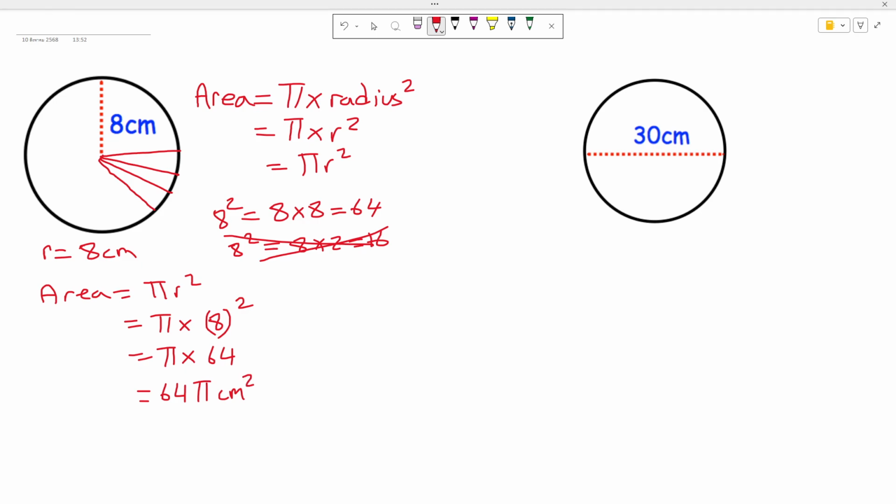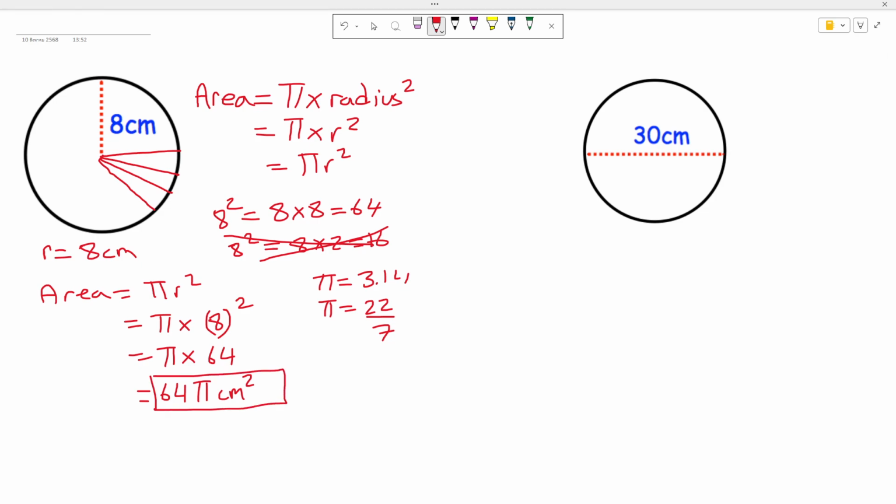centimeter squared, or in some cases they'll tell you to substitute a value of pi as 3.14, or in some cases you can also substitute the value of pi as 22/7. So depending on the question. In this case, if they tell you to leave it as pi, then this will be your answer. You just leave pi as pi.